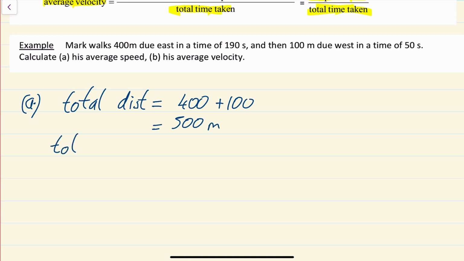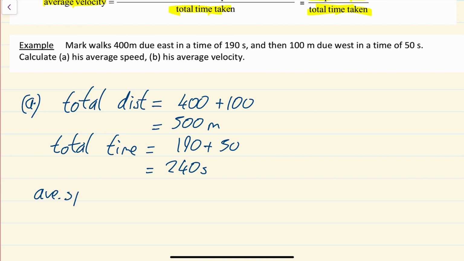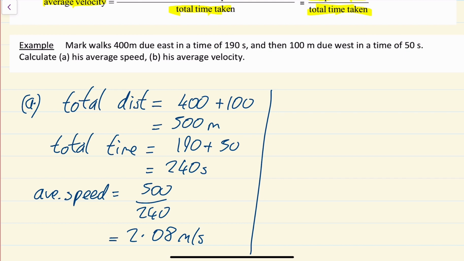His total time, he goes for 190 seconds, and then he goes for 50 seconds. So his total time is 240 seconds. So his average speed is equal to his total distance, 500, divided by his total time, which is 240, which to two decimal places is 2.08 meters per second. Okay, so that's his average speed. I'm just going to highlight that so we can refer to it. His average speed was equal to 2.08, and we'll see if the average velocity is the same or not.